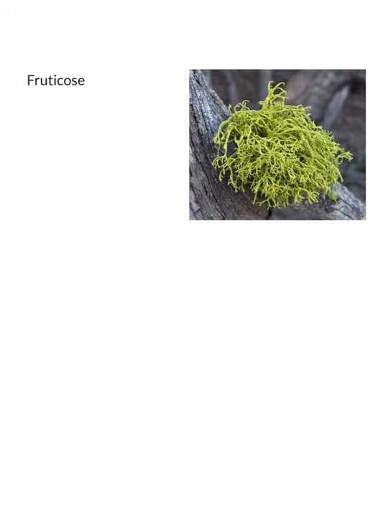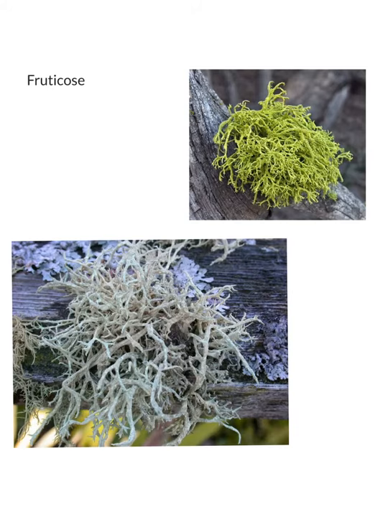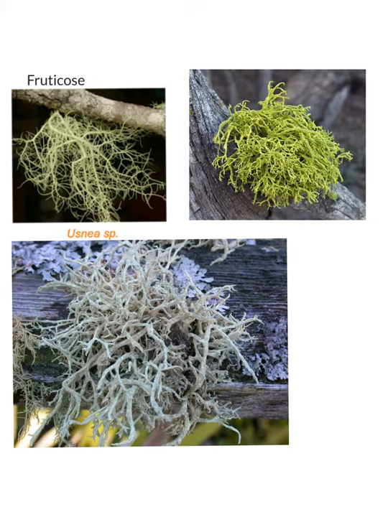The third form of lichen is a fruticose lichen. These lichens look like little shrubs growing on top of a branch or rock. Fruticose lichens can also be free living on the soil.